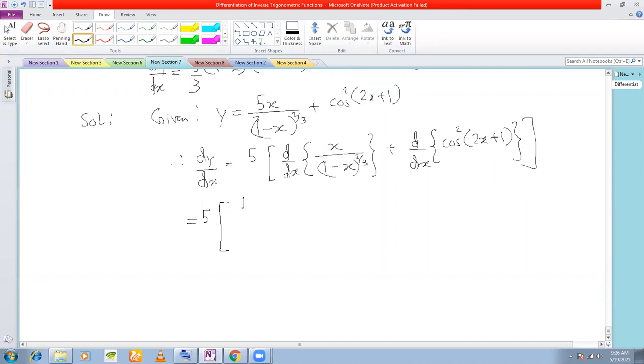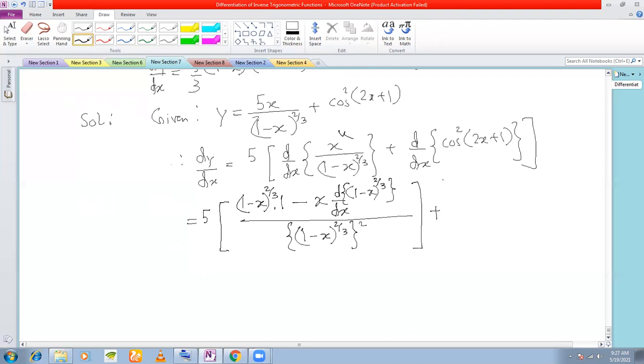So v into d/dx of u. What is u? u is x. So d/dx of x is 1, minus u into the d/dx of (1 minus x) to the power of 2/3, divided by v square. That means (1 minus x) to the power of 2/3 and the square of this. Okay.